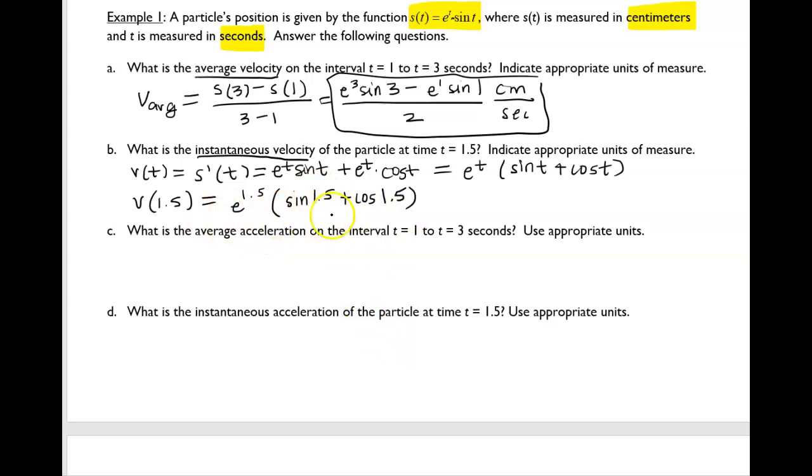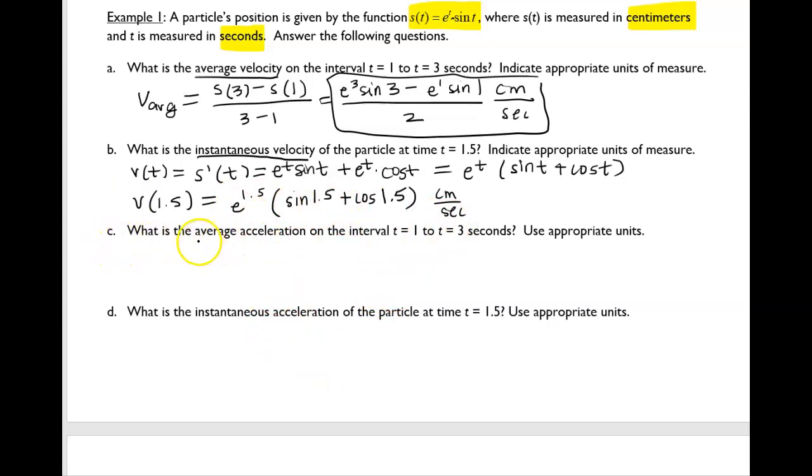Now I do need to put units here. My units will be the same as my average velocity units. And so velocity units will be distance units over time. So in this case, again, centimeters per second. And once again, I can leave my answer right there. I do not need to simplify it.